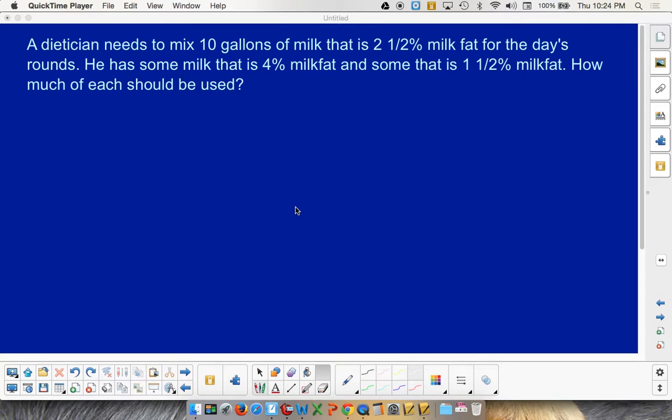We have a dietitian who needs to mix 10 gallons of milk that's 2.5% milk fat for that day's rounds to the patient. So we need to end up with 2.5% milk. He's got some milk that's 4% milk fat. He's got some that's 1.5% milk fat. And he wants to know how much of each should he use to end up with his 10 gallons of 2.5%.